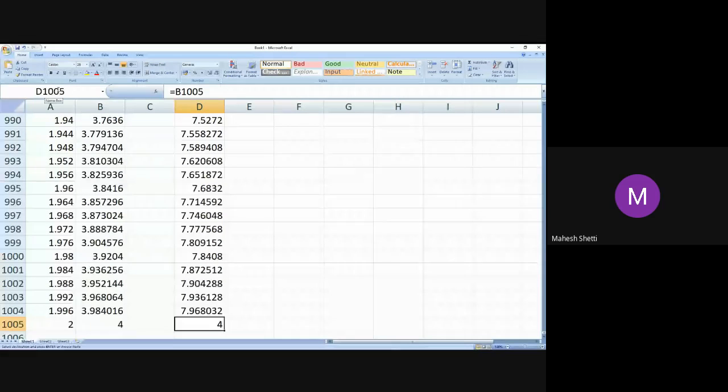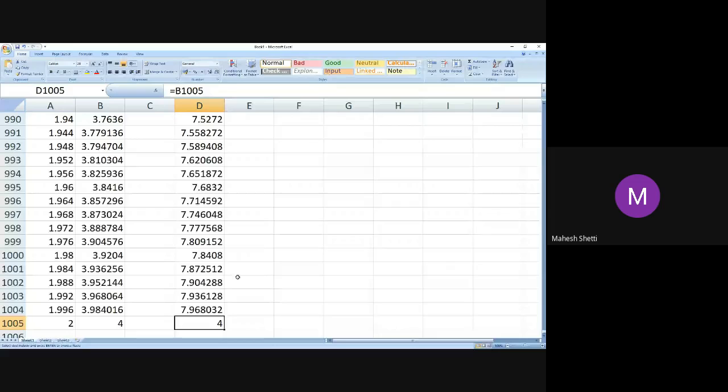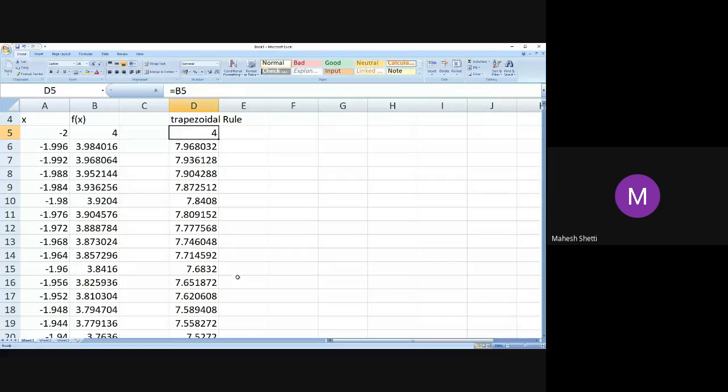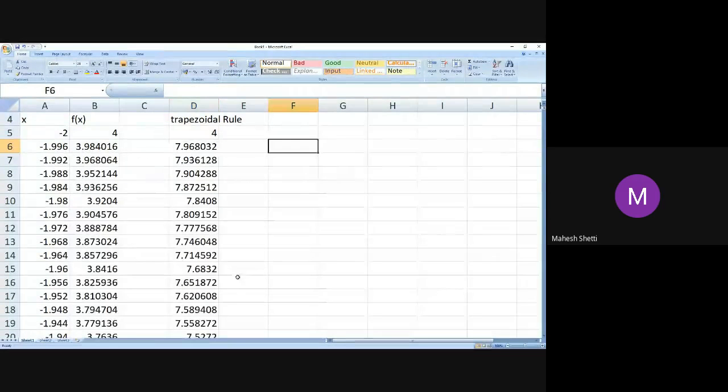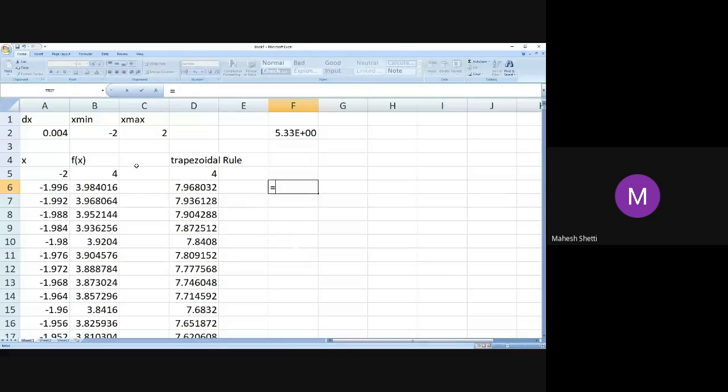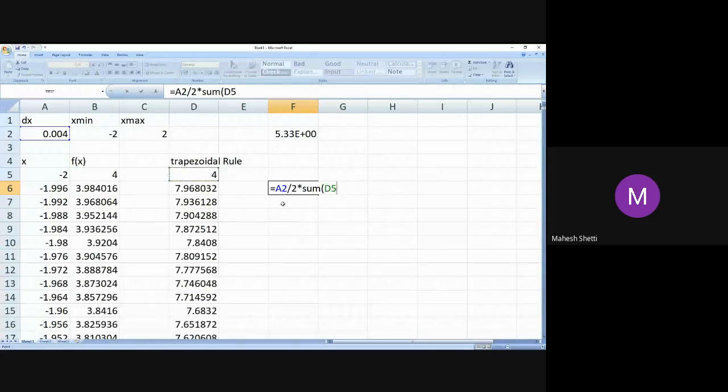So my last value is B1005, which is same as yn. The earlier term is going to be twice yn minus 1, twice yn minus 2, and so on. The first value is going to be y0, then twice y1, twice y2, and so on. Now let me add all this. So this is going to be delta x. Remember, the integration formula is delta x divided by 2 multiplied by this entire summation. So sum of this entire thing.